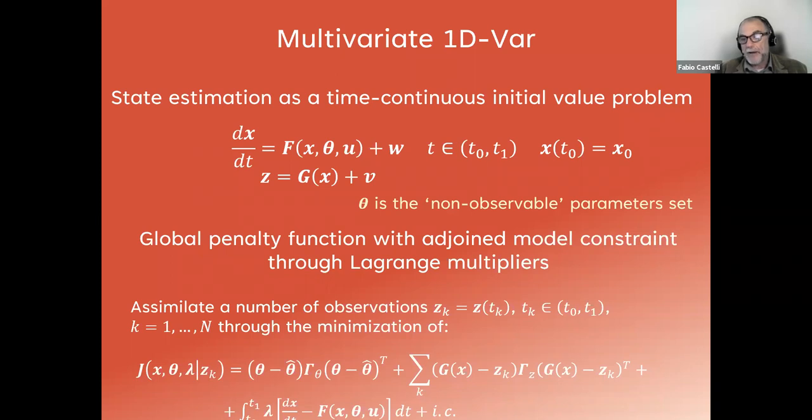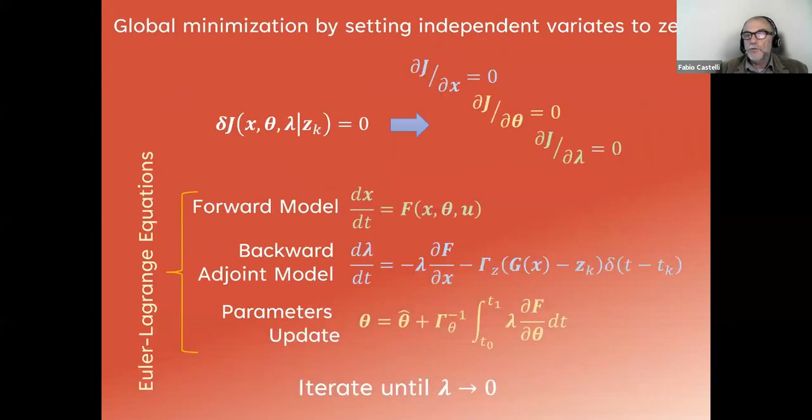With the estimated parameters, okay? So you have a functional that brings in both the observation and the model prediction, and you want to minimize this functional. Of course, it's a nonlinear problem, so you need to use a variational approach. A variational approach means finding the derivative of this functional with respect to all the unknowns: the states, the unknown parameters, and the Lagrange multipliers, okay?